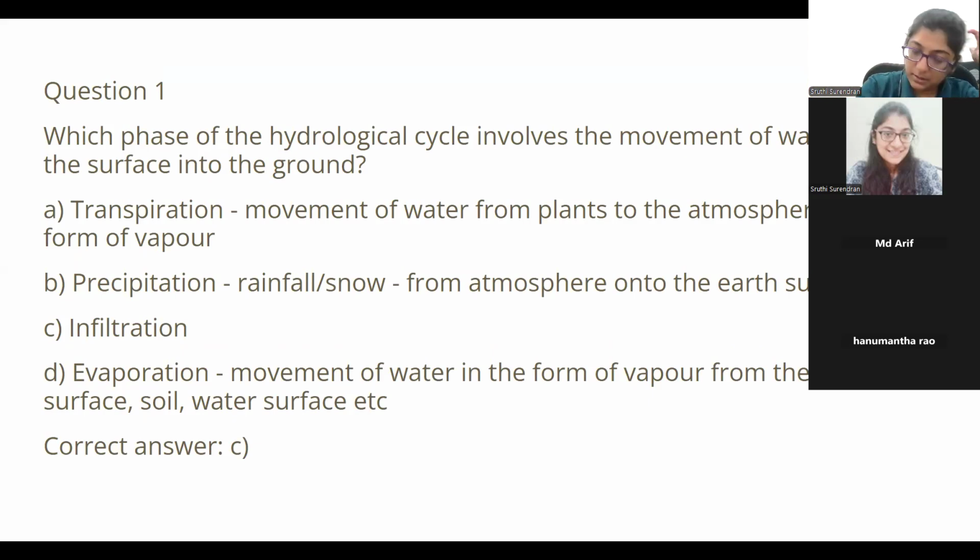Precipitation is nothing but rain or snow. It is coming from the atmosphere onto the earth's surface, onto oceans, everywhere. Evaporation is the component where water is moving back from the earth's surface, from the surface of oceans, from the surface of buildings or whatever. It is changing from the liquid form to the vapor form and going back into the atmosphere. So these are some of the basic hydrological components involved in the hydrological cycle.